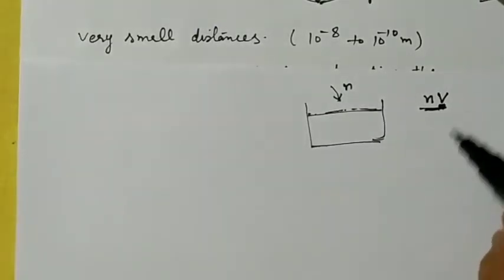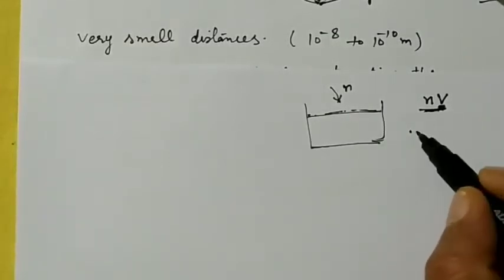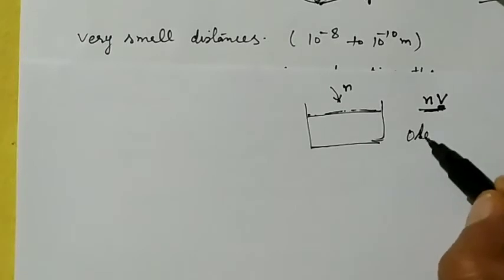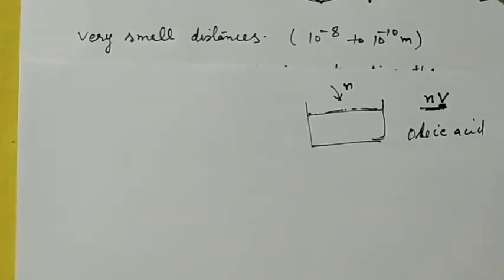So this is including the alcohol. So what is the concentration of oleic acid in it? The oleic acid volume will be equal to NV divided by 20 multiplied by 20 cm³.